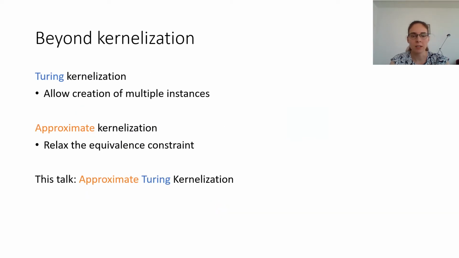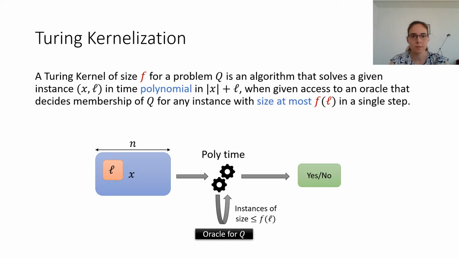So people have been looking into several generalizations of kernelization. For example, instead of only producing one single new input instance, we can look at Turing kernelization, where it is allowed to produce multiple instances. On the other hand, we can try to relax the fact that the new instance has to be equivalent to the original instance by looking at approximate kernelization. And in this talk, we will combine these two notions and define approximate Turing kernelization. But to do that, let me first define Turing kernelization and then define approximate kernelization.